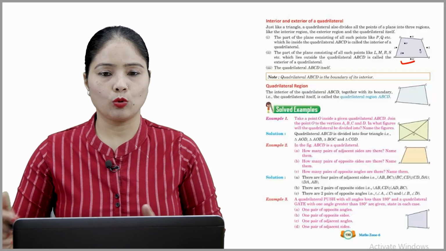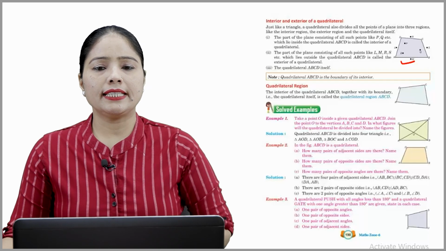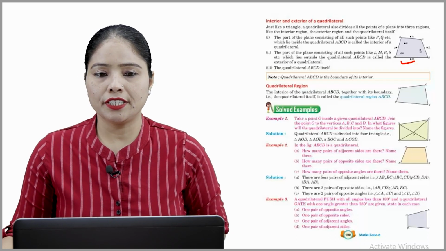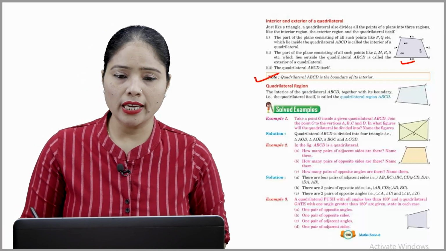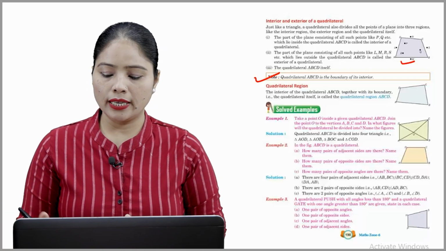Just read the diagram also. The quadrilateral ABCD is the boundary of its interior. This is a note, beta. Okay. I hope you understood well. Now, what are quadrilateral regions? Let's see.